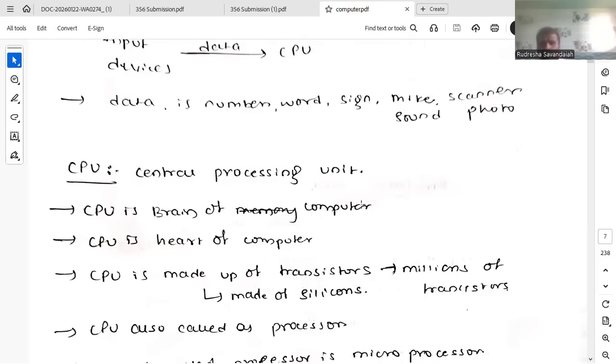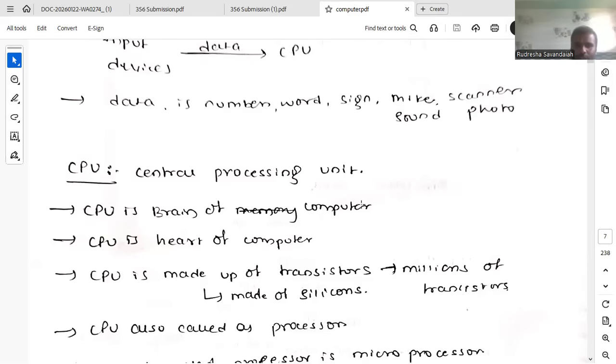CPU is the central processing unit. CPU is the brain of the computer. What is the meaning of CPU? The central processing unit. CPU is the heart of the computer. CPU is made of millions of transistors. CPU is made of transistors, millions of transistors, made up of silicon. The small parts are made up of silicon.